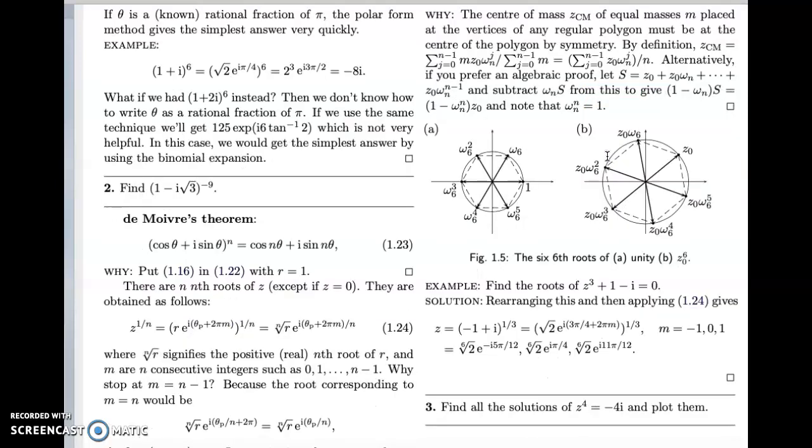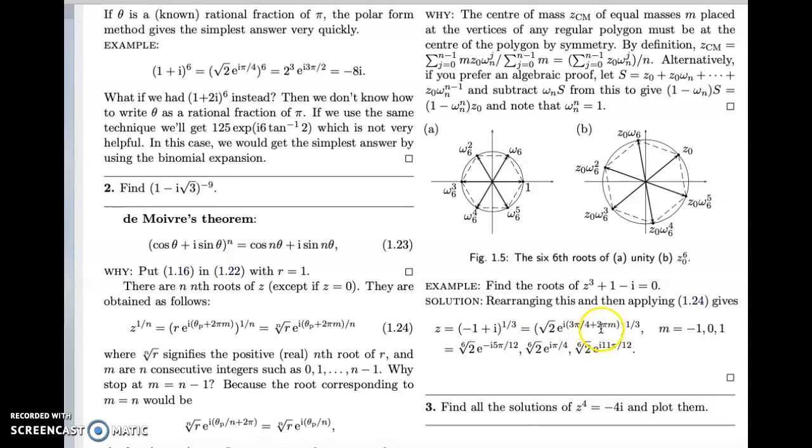Okay, so let's do a quick example. If we want to find the roots of the equation z cubed plus 1 minus i equals 0, we rearrange this and get z cubed equals minus 1 plus i, then take the cube root, and we get this. Now minus 1 plus i obviously has modulus root 2, and we need to work out the argument. Minus 1 plus i is pointing to the left and upwards, so it's an angle of 3 pi by 4.